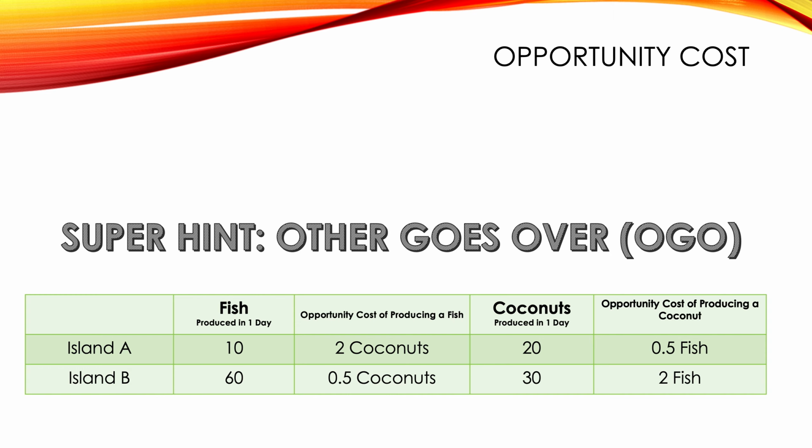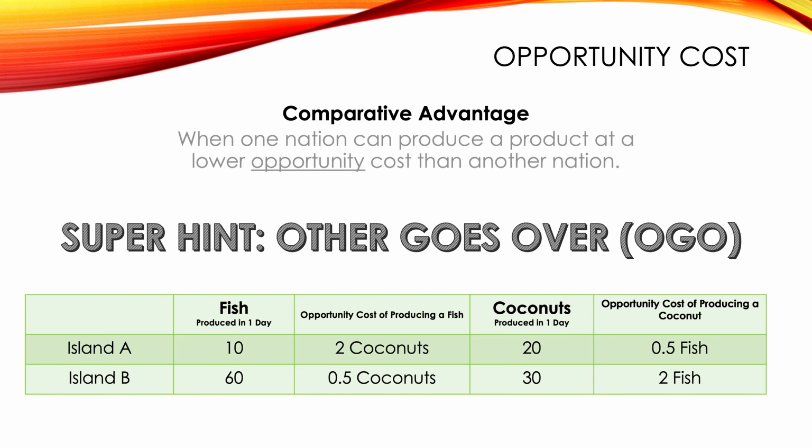Now, why does this matter? It matters because the whole idea of trade has to do with comparative advantage. This is different than absolute advantage, although it sounds a little bit similar. Comparative advantage is when one nation can produce a product at a lower opportunity cost than another nation. And ultimately, comparative advantage is much more important than absolute advantage.